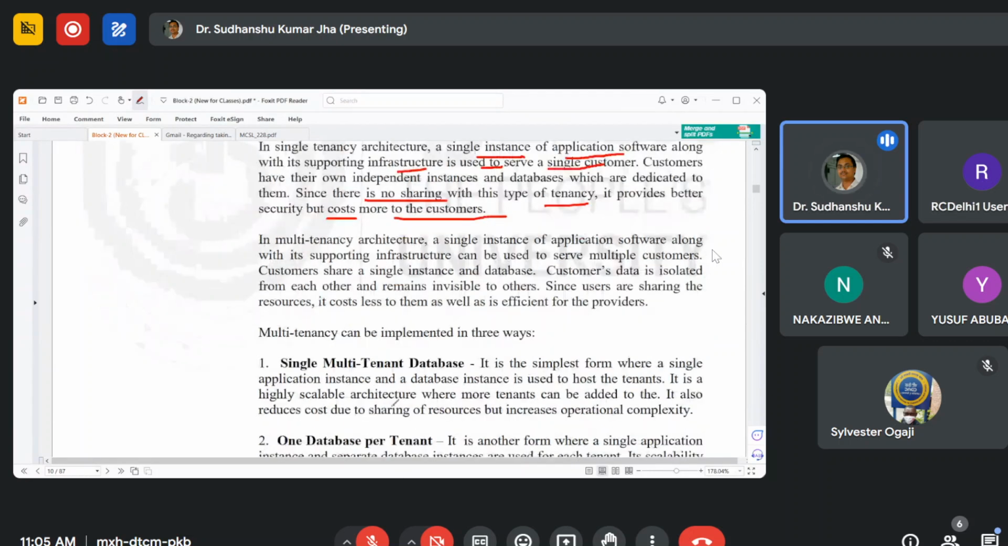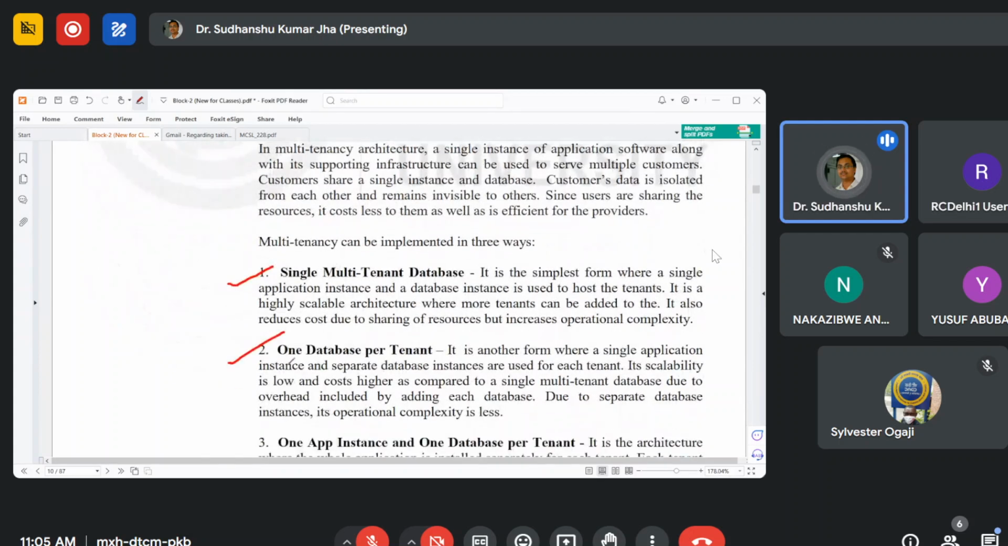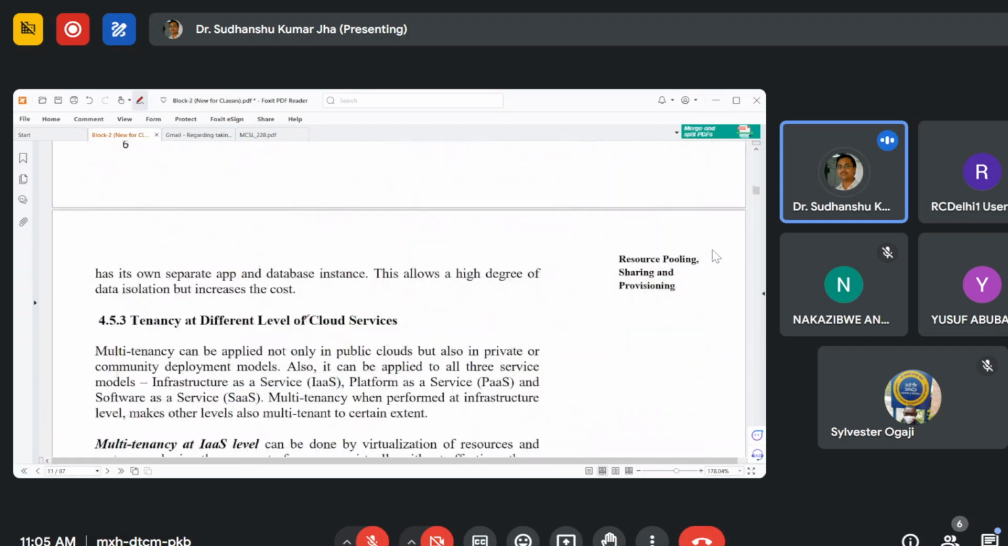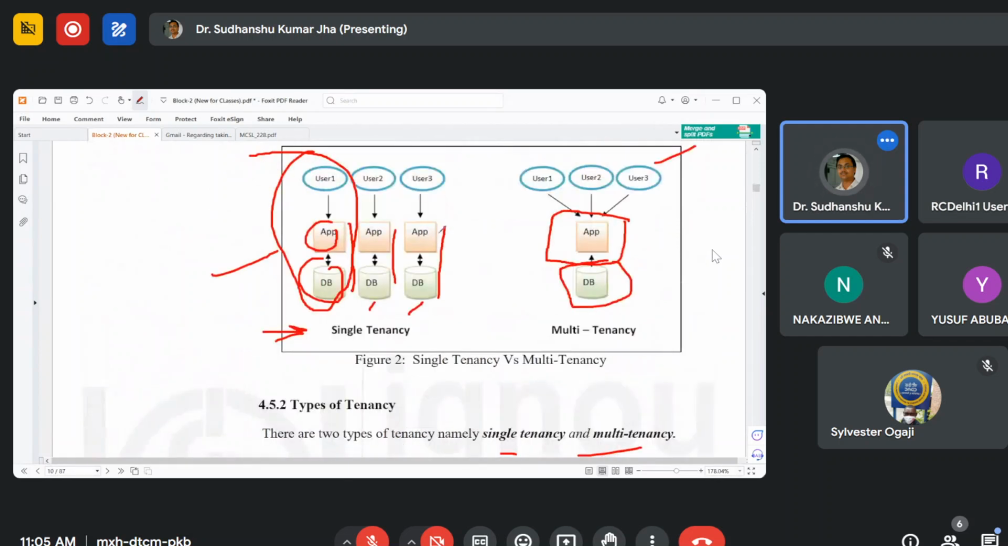Multi-tenancy can be implemented as a single multi-tenant database, one database per tenant, or one app instance with one database per tenant. Either you have given one app to a particular customer, or you have given the app and the database to the particular customer. That is the multi-tenancy concept.